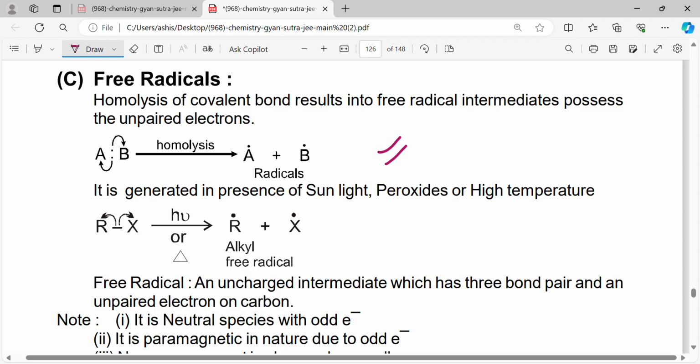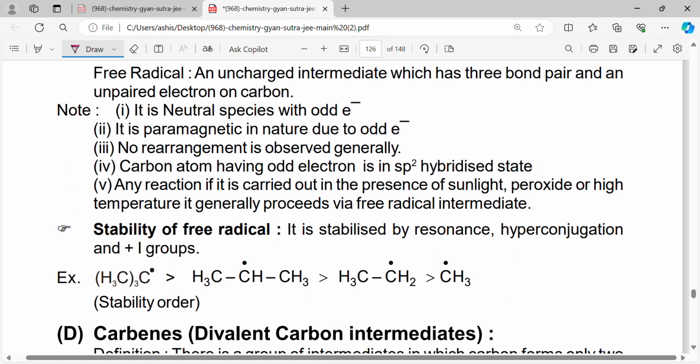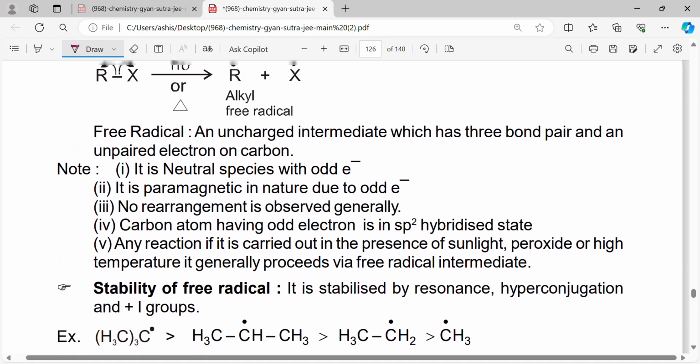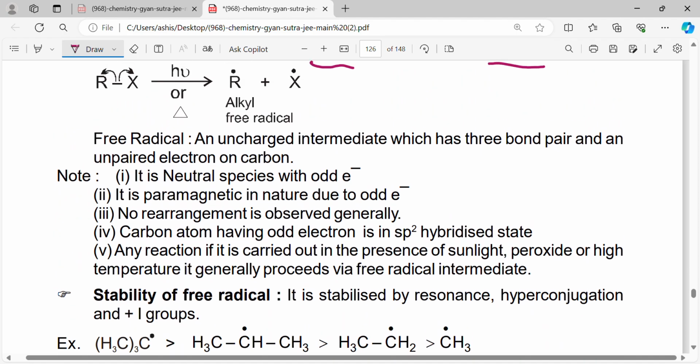And these are free radicals. Another intermediate is the free radical. Free radicals are produced due to homolysis, and to produce a free radical there should be high energy. So only in the presence of sunlight, peroxide, high temperature. One more is electricity, then peroxides can also produce free radicals. So it's actually a very reactive species.